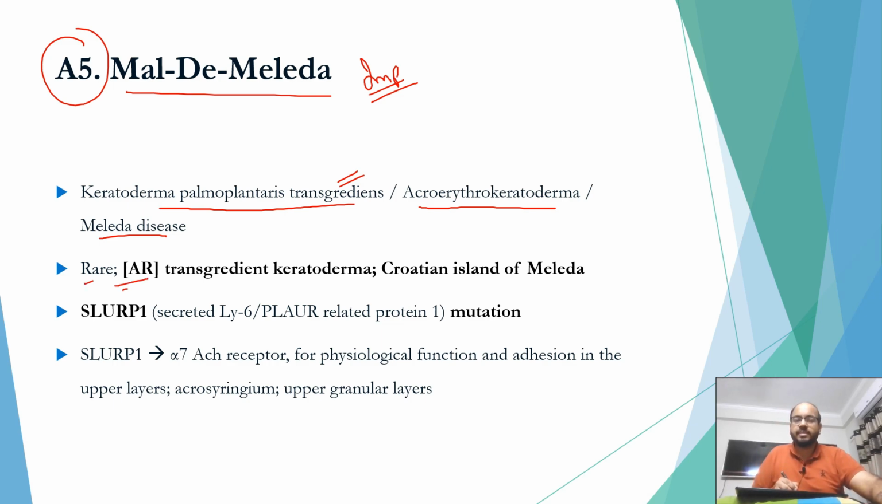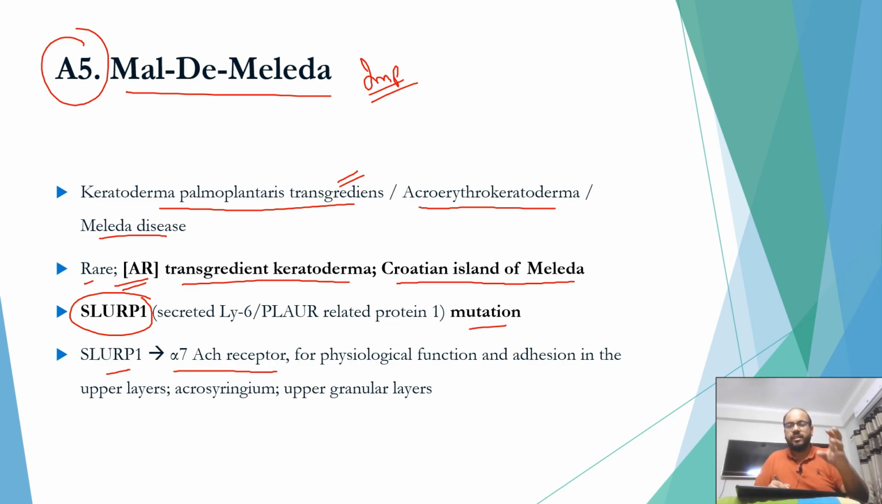It's a rare autosomal recessive transmitted disorder, and it has transgradient keratoderma, found on the Croatian island of Meleda. Clear? The mutation is there in SLURP1. So the SLURP1 gene is mutated. SLURP1 is responsible for the alpha-7 acetylcholine receptor, and this receptor activation is important for proper functioning and adhesion in the upper layer of the epidermis and the acrosyringium, the sweat glands. And when this is mutated, the upper layer starts to become more hyperkeratotic because the proper functioning and cell division is not controlled.